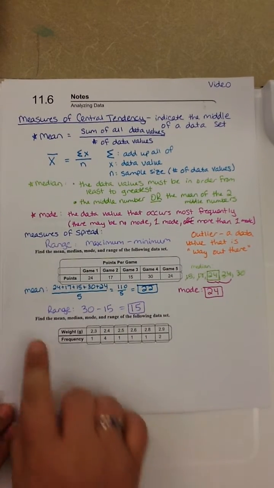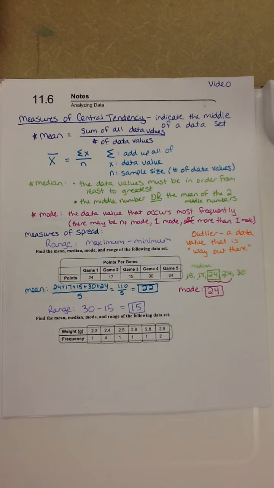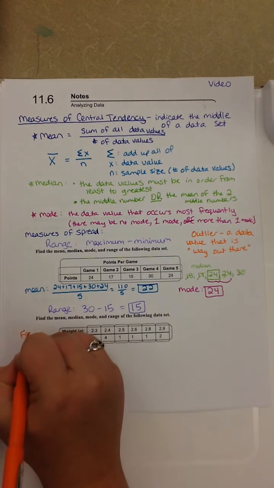Okay. Find the mean, median, mode, and range of the following data set. This is a little bit more tricky because this is something that is called a frequency table.